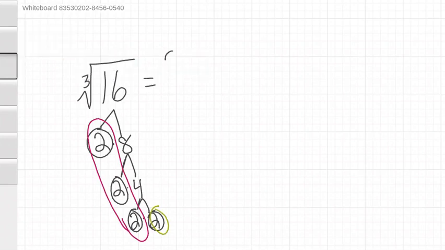So now we would bring the 2 out and leave 1 2 in the radical sign. And now we're going to put our 3 in the index. So our answer is 2 cube root of 2.